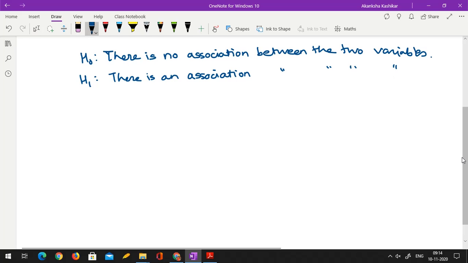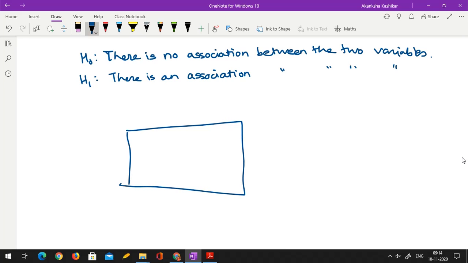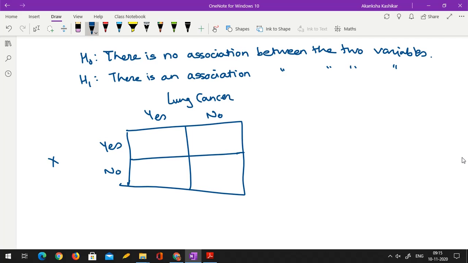So what type of data is collected? The data is again a frequency distribution. Suppose I have x here, yes, no, and y here, yes, no. So we have collected data on some people. We have asked them two questions, whether they have lung cancer or not, and whether they smoke or not. The total number of people is, let's say, 1000. We divide it into these 4 cells.